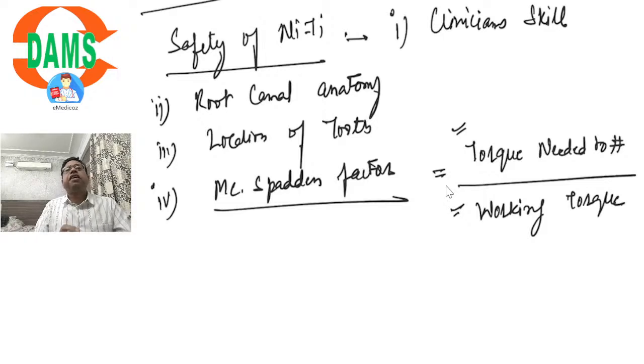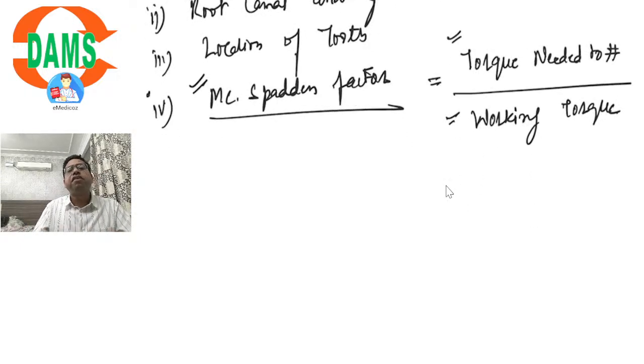So definitely greater the Max Padden factor means we are using our instrument at a torque range which is much below the torque needed to fracture. So the higher the Max Padden factor that we are employing, the greater would be the chances of safe instrument usage without separation. So these are some of the factors which influence the safety of the root canal instruments made of nickel titanium. Which is the most important factor? Clinicians' skill and the ability in handling such instruments.